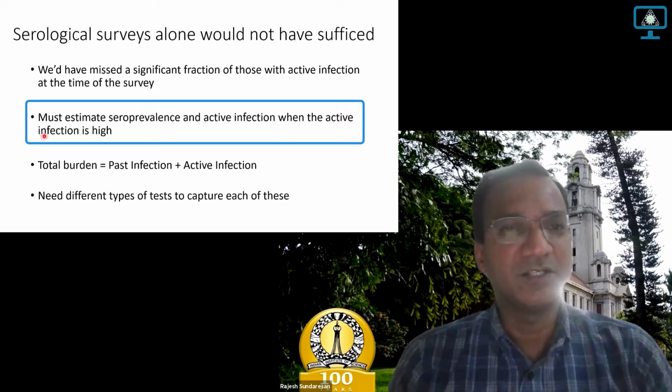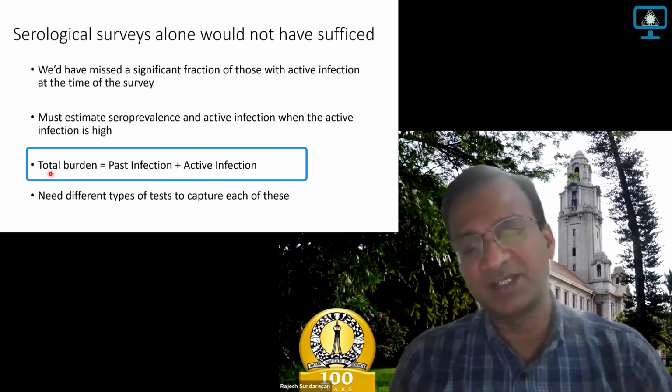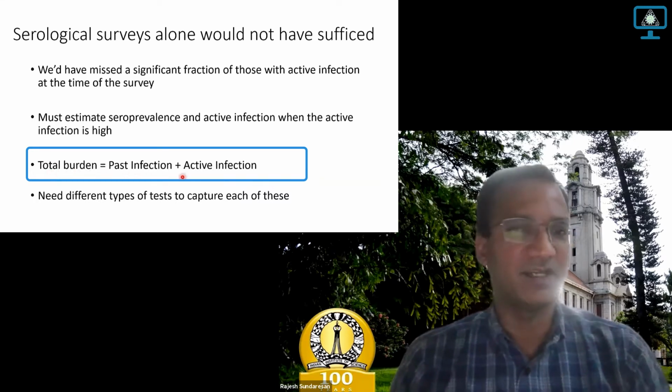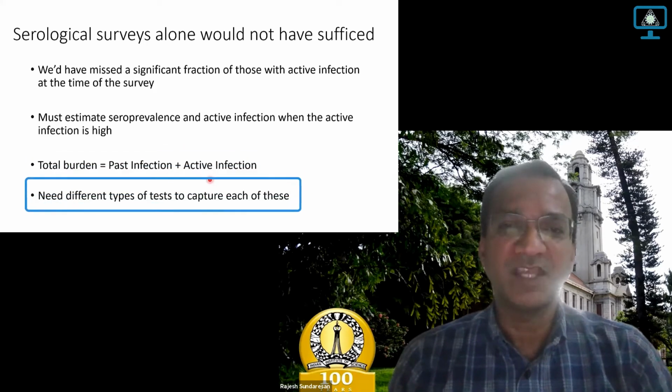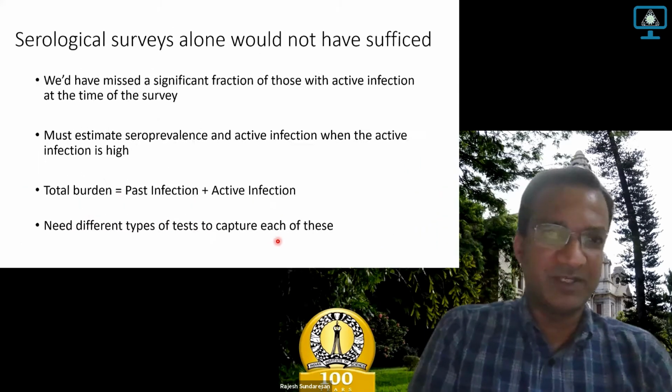When we do this joint estimation of past infection as well as active infection, then we can write down the total burden as at the end of the survey as the sum of these two estimates. But to capture past infection as well as active infection, we need to conduct different types of tests. Let me describe those tests.